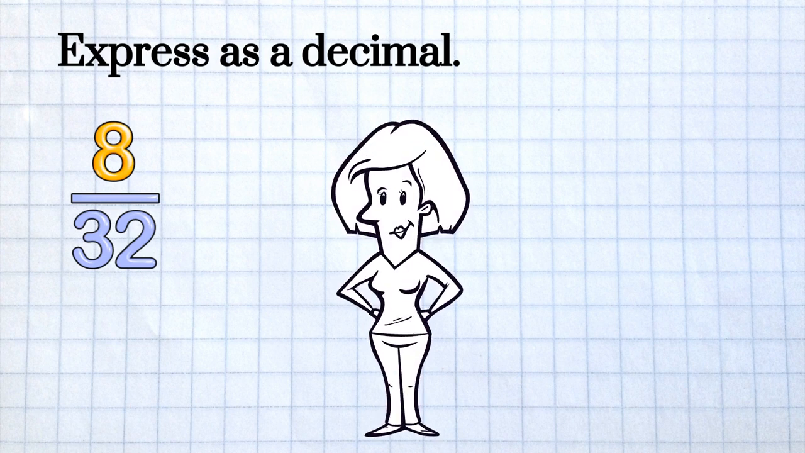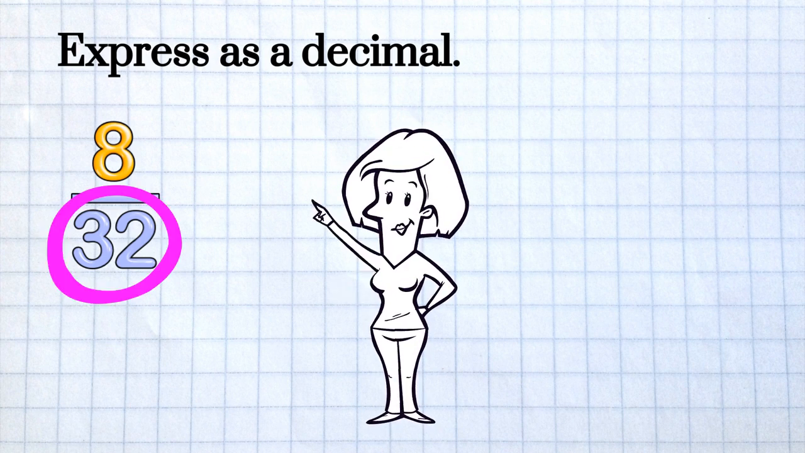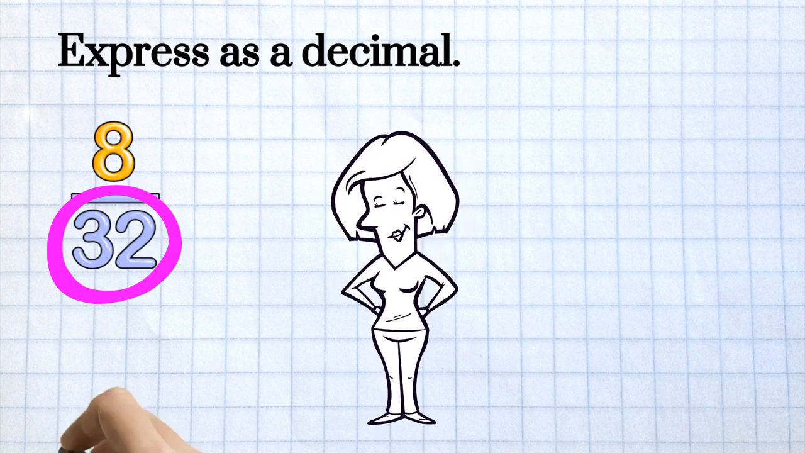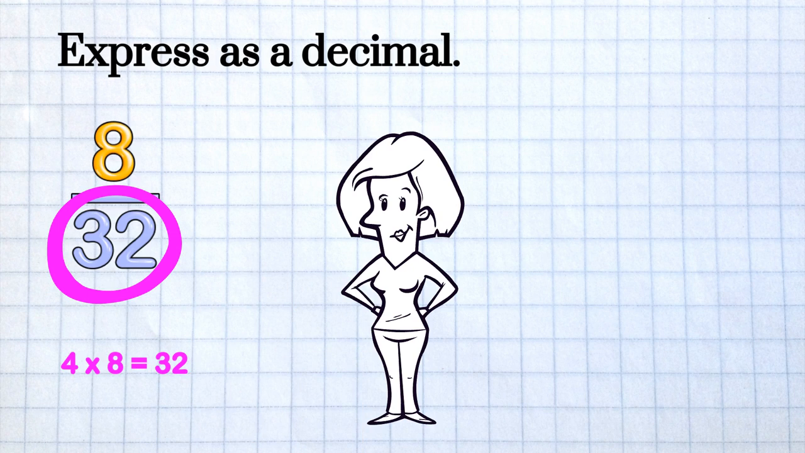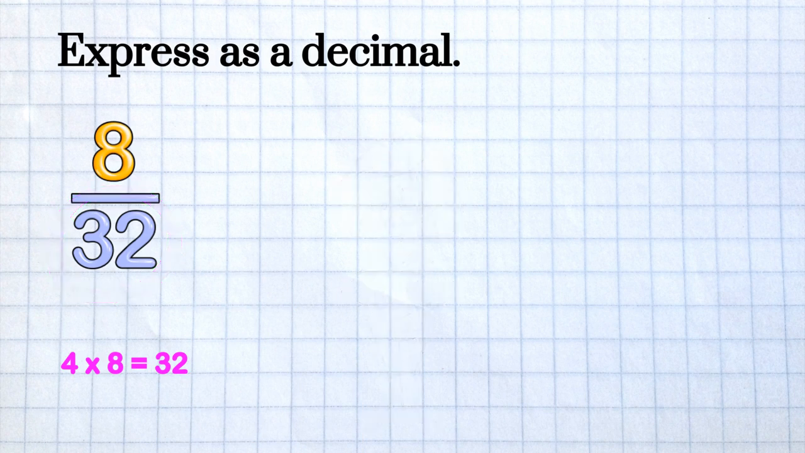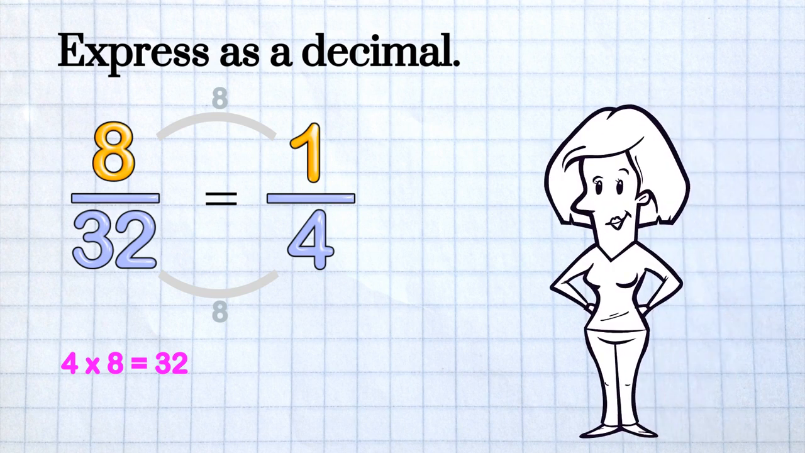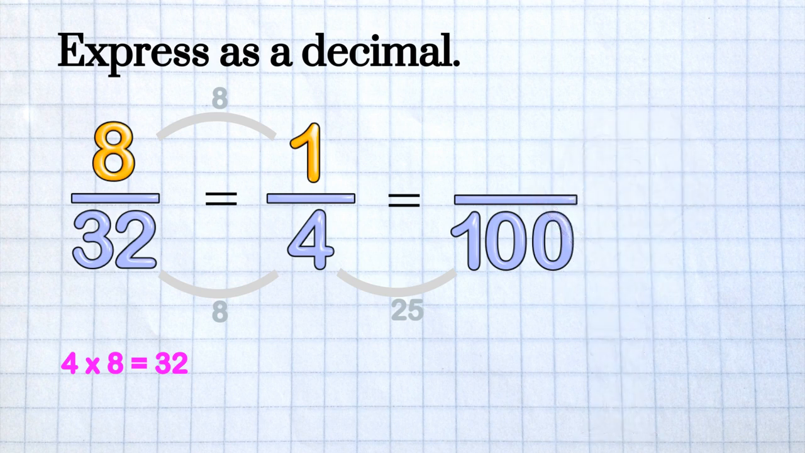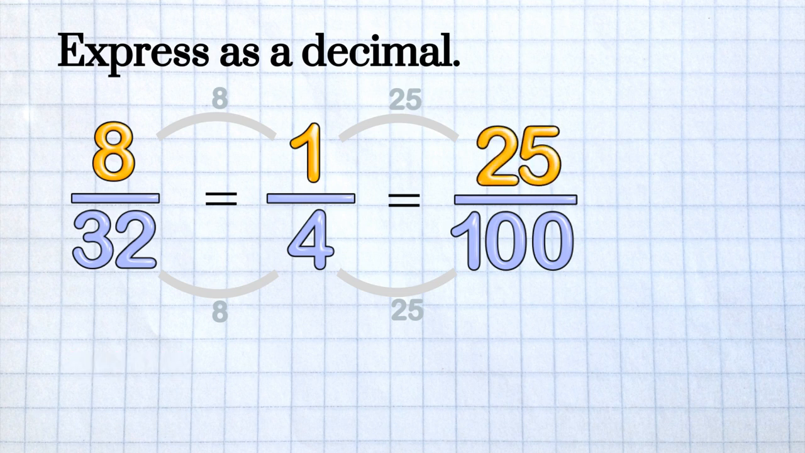8/32. Obviously, we can't get that to a friendly denominator in one step. But hey, 32 is in the 8 times table. Reduce this fraction. Divide top and bottom by 8 and you get 1/4. And now, if you multiply 4 by 25, you get 100, and there's our friendly denominator. Same up top, and that gives us 25 hundredths. And of course, as a decimal, that's 0.25.